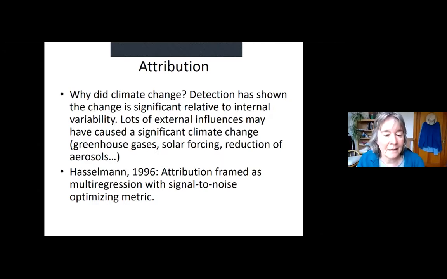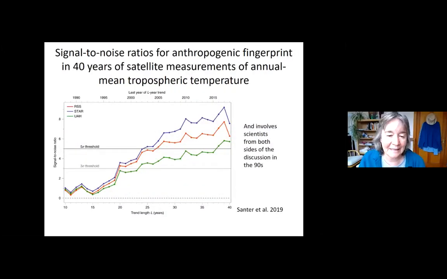Ben, meanwhile, in a paper from 2019, has pushed the atmospheric work forward, and has recently written a really nice paper that looks at the history of detection and attribution. I'm very proud to be a co-author. It looks at the evolution of the signal-to-noise ratio: how much is the warming in the troposphere significantly larger than the internal variability, and he looks at that from 3 different data sets.